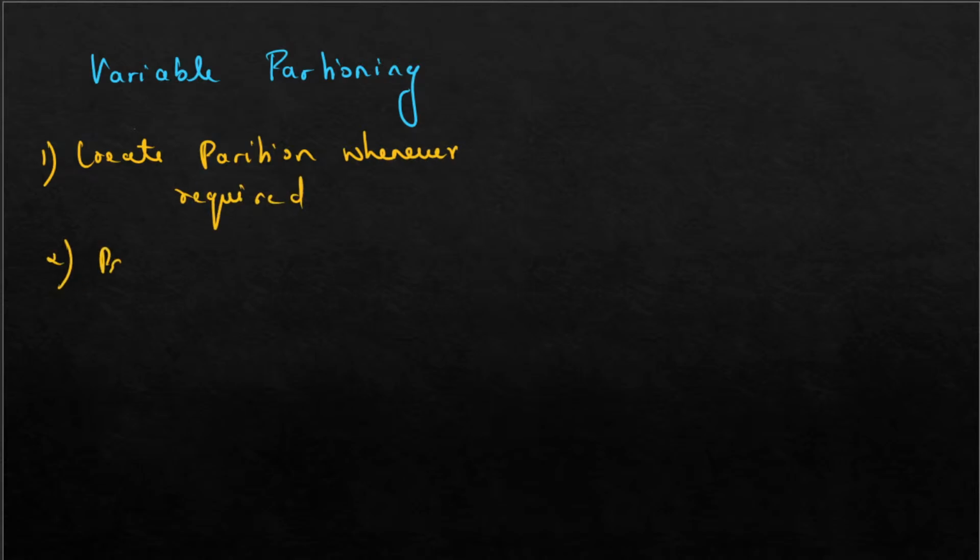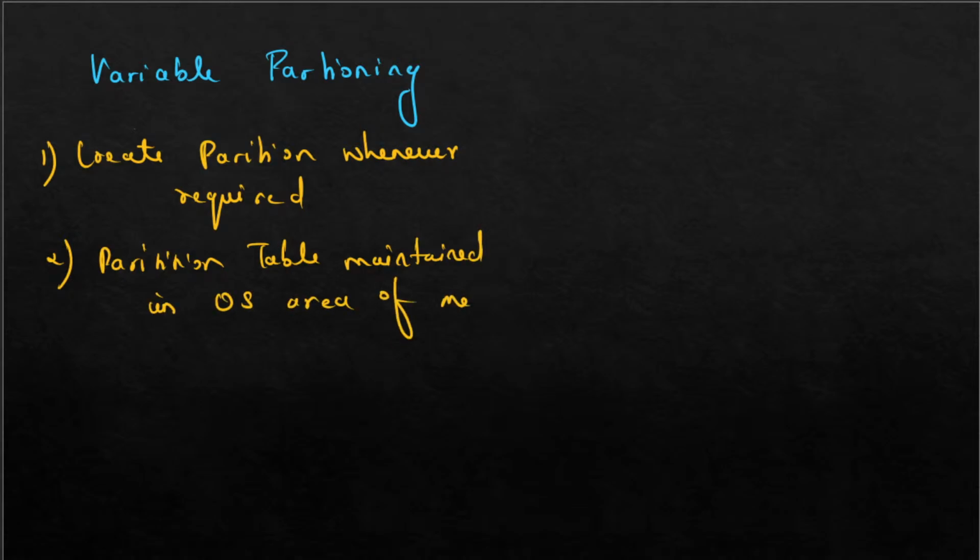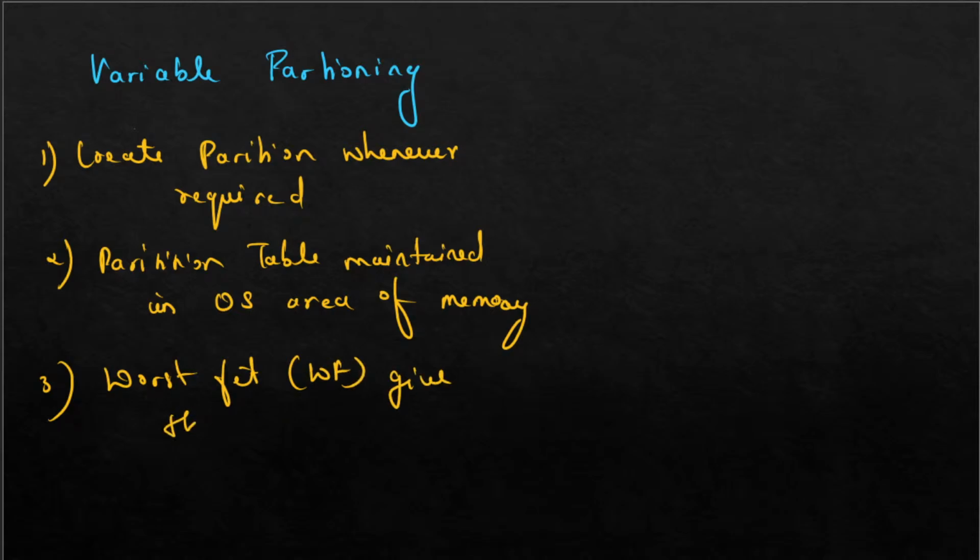Second is partition table maintained in OS area of memory. Third is worst fit, which is WF, gives the best results.